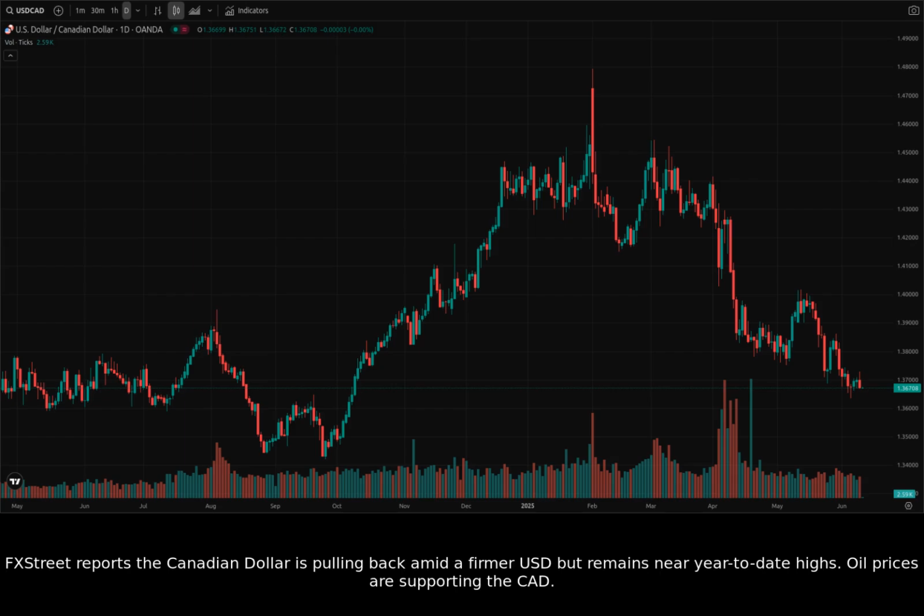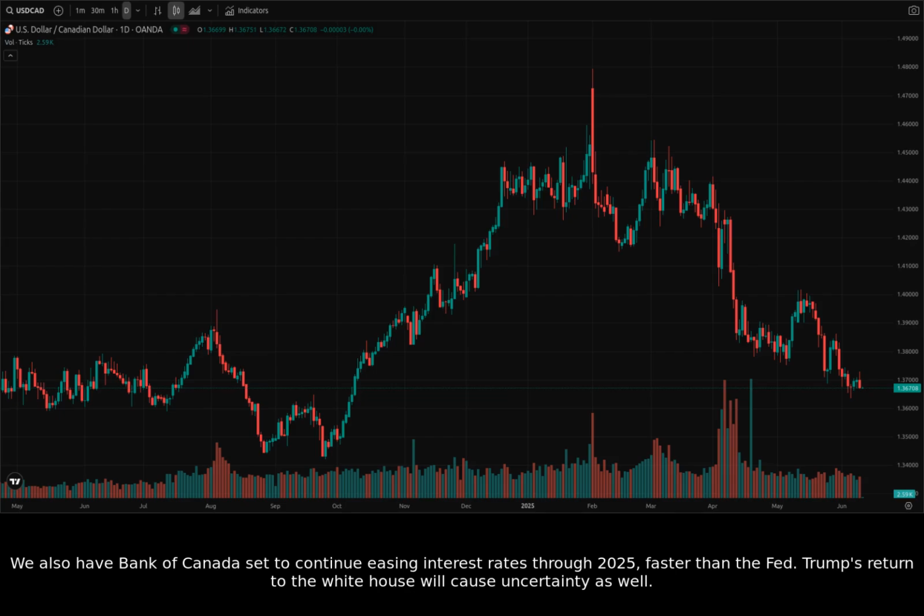FX Street reports the Canadian dollar is pulling back amid a firmer USD, but remains near year-to-date highs. Oil prices are supporting the CAD. We also have the Bank of Canada set to continue easing interest rates through 2025, faster than the Fed. Trump's return to the White House will cause uncertainty as well.